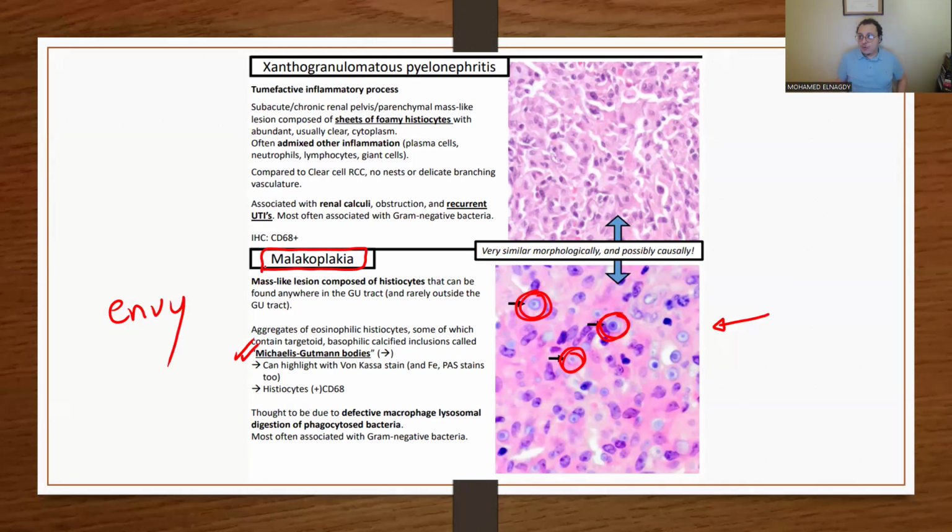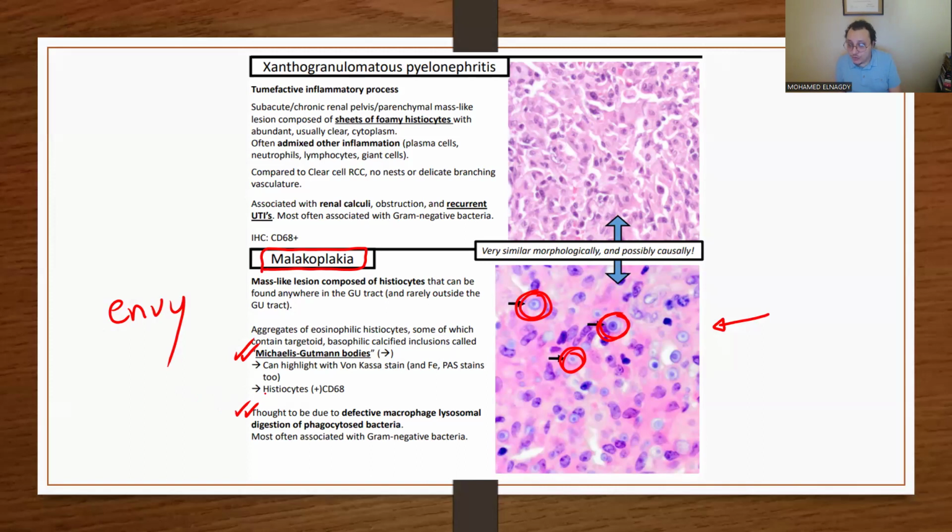Malakoplakia is a mass formed because of macrophages which they believe engulfed some kind of bacteria, and the macrophages were not able to digest these bacteria. So that's how it ended up: a collection of macrophages which engulfed some bacteria and weren't able to deal with them. It's thought to be due to defective macrophage lysosomal digestion of phagocytosed bacteria.